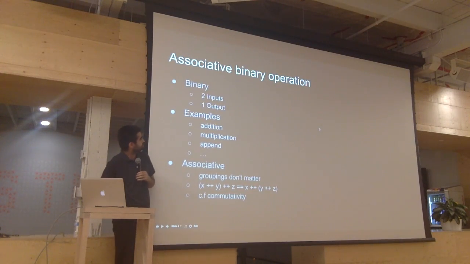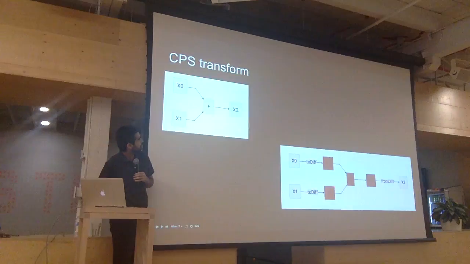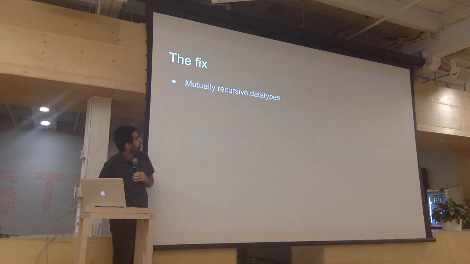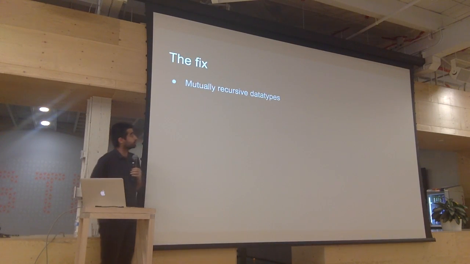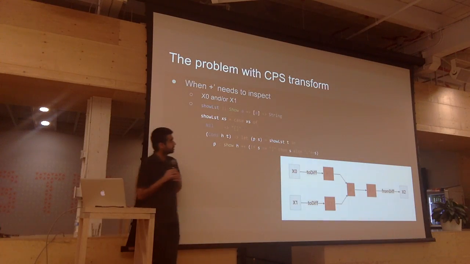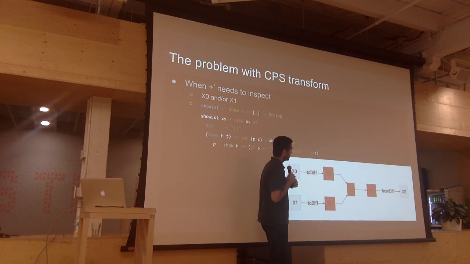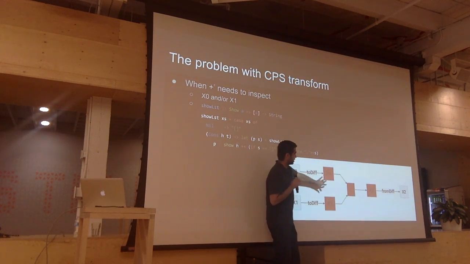Okay. And so what is the fix? The fix is mutually recursive data types. Now do I add other thing? No, I don't. So I'm going to have to apologize again. And I'm going to try and sort of paint a picture here in this example.